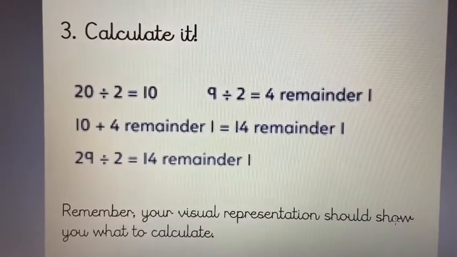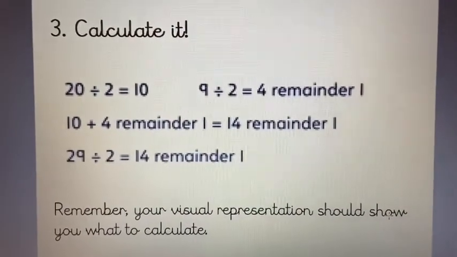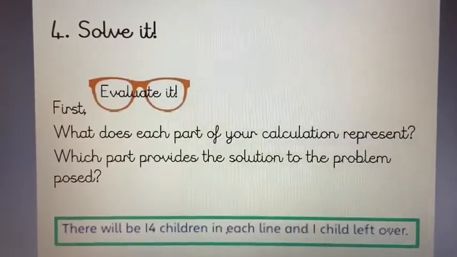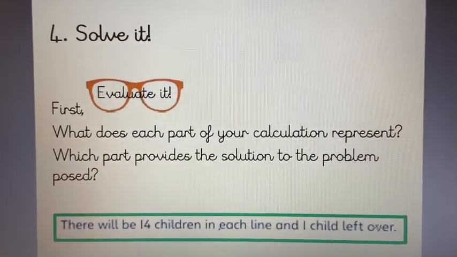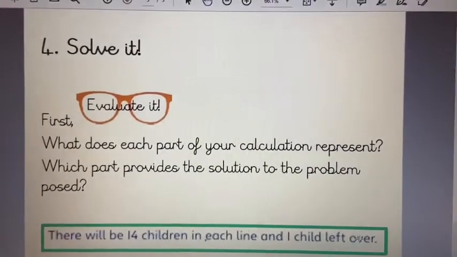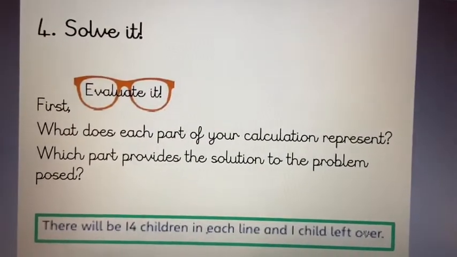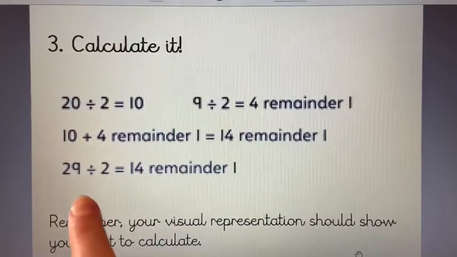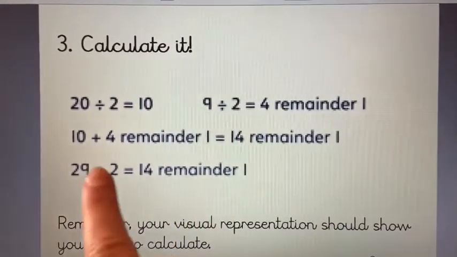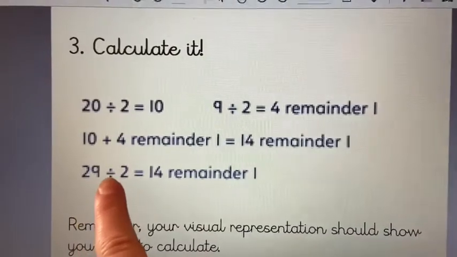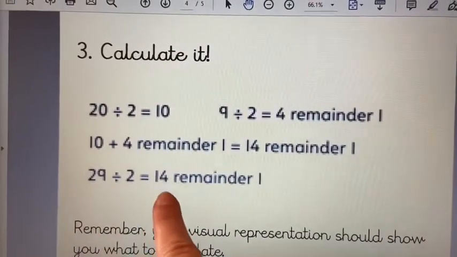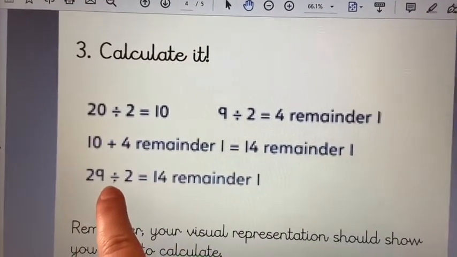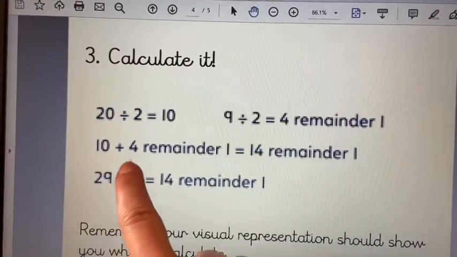Once we have calculated it, many people stop there, but that doesn't always provide the solution to the problem. So the final stage that I like to draw on is solve it. And what I mean here is, using our evaluative glasses, what does each part of your calculation represent? So you actually go back to the calculation that you have just gone through, and you tell me, what does the 29 represent in this? What does the dividing 2 represent? And what does the 14 represent? So in this particular problem, we had 29 children. We were putting them into 2 equal groups, 2 equal lines.